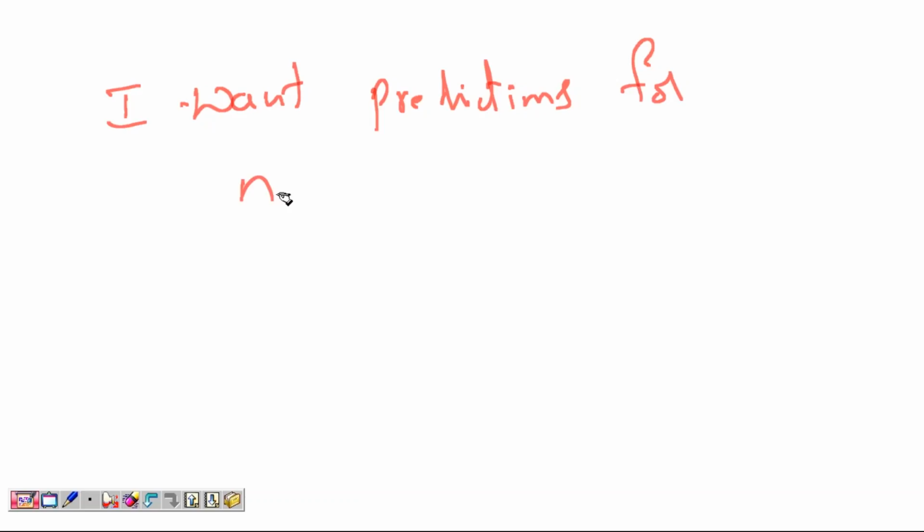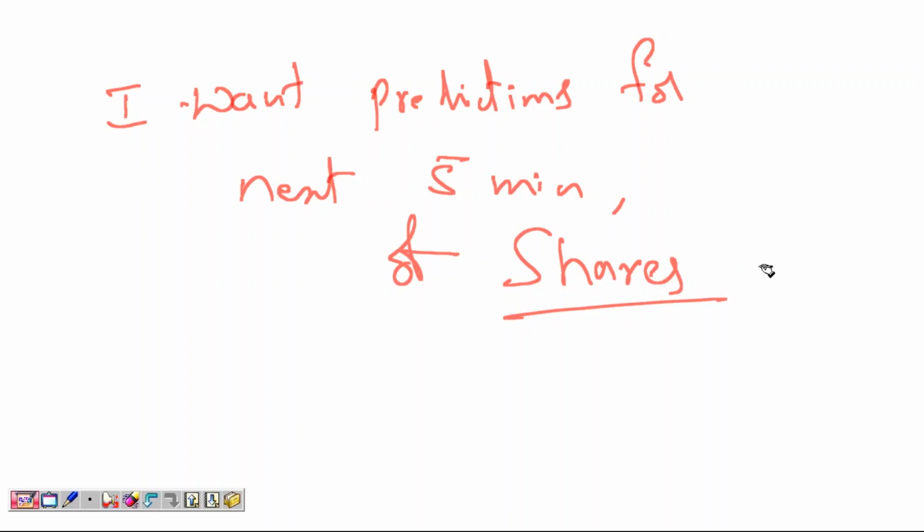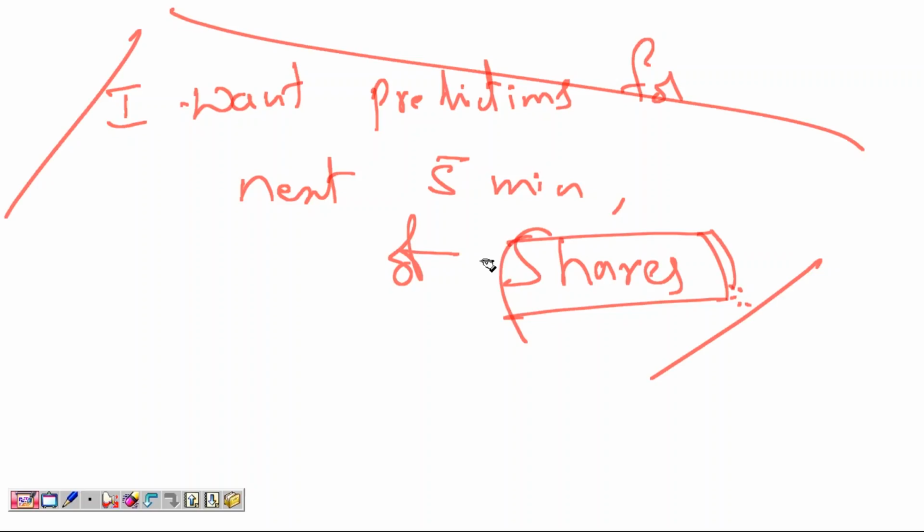Okay, and one more very close example for micro batching. I want predictions for the next 5 minutes of shares. For every 5 minutes I want this kind of prediction. After 5 minutes, what is the share price of my IBM? Suppose I invested in IBM. For every 5 minutes, what is going to happen to the IBM share value?